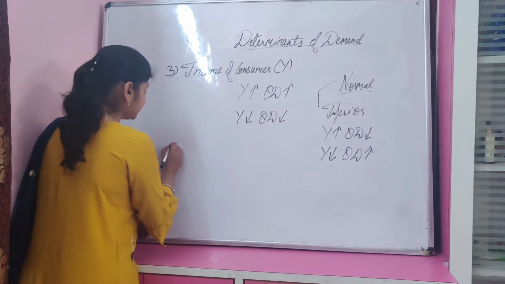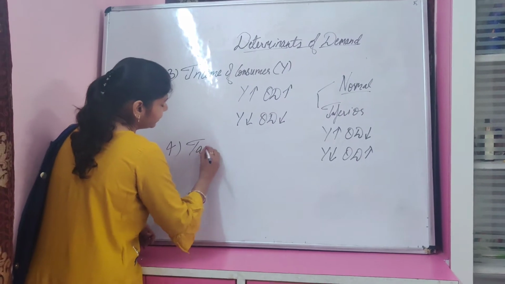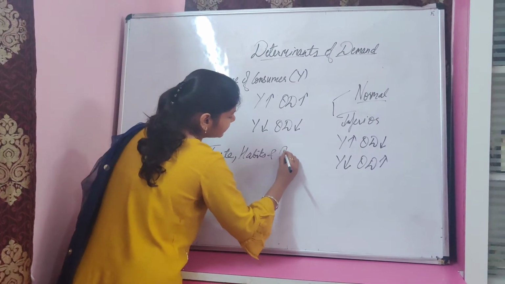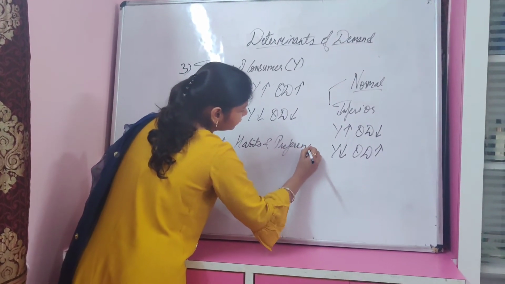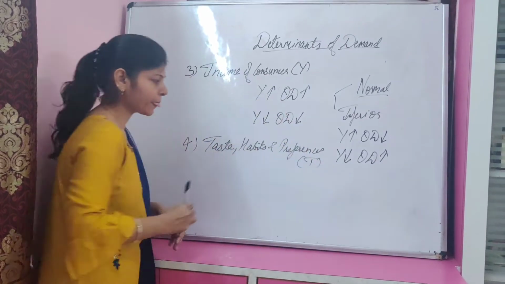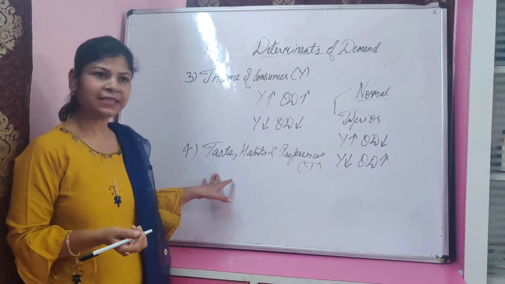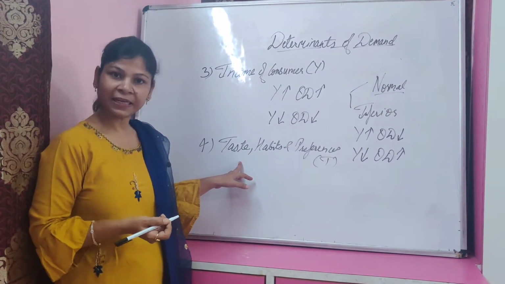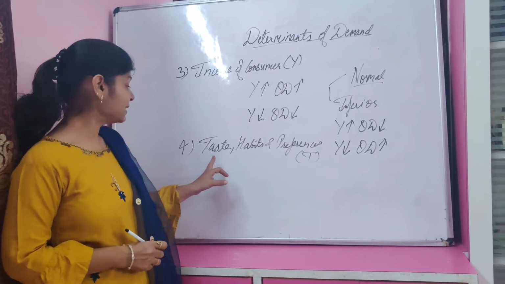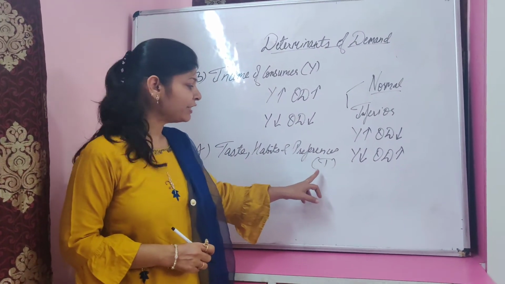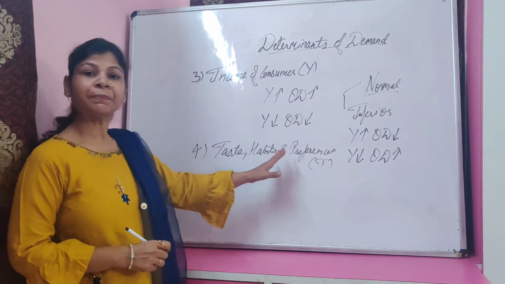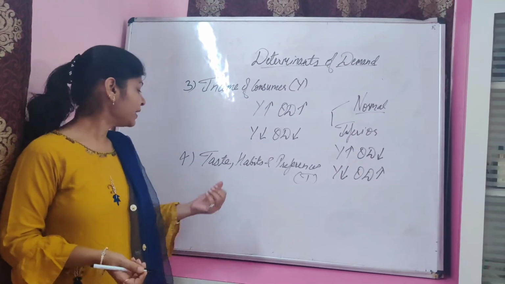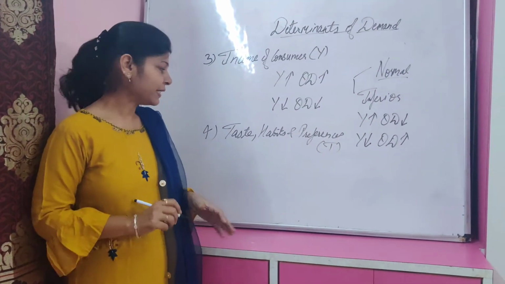Our next component is taste, habits and preferences, which we denote by T. Simply, we can take many examples, like if we have a favorable taste, then demand of that particular commodity will increase. In the case of taste, if we have a favorable taste, demand will increase, and in case of unfavorable taste, demand will decrease.